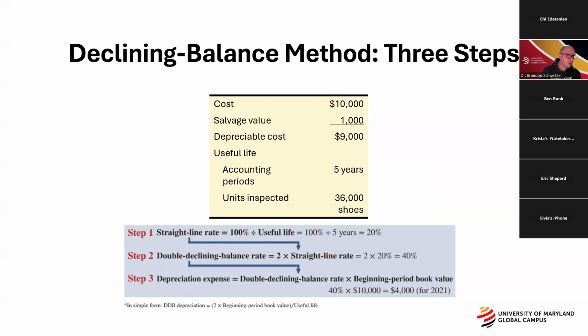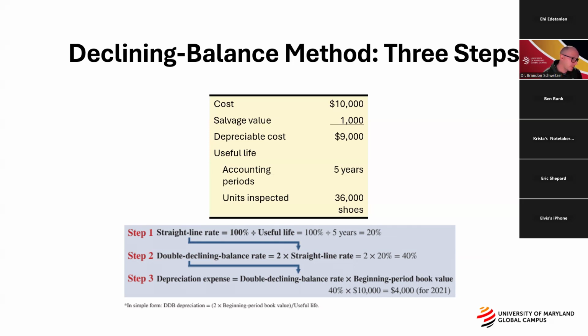The most common accelerated method of depreciation is the double declining balance method. We take the depreciation rate and we multiply that by the straight line rate. Common depreciation rate is the double of the straight line method. We call this a double declining balance.